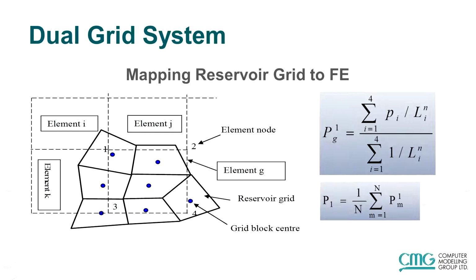This dual grid system works on the concept of mapping. So you map pressures and temperatures from reservoir to geomechanics, and you map the updated porosities and permeability from geomechanics to the reservoir grid. So in this slide, the dashed lines are the geomechanical finite elements, and the solid lines are the reservoir grid blocks. So properties are mapped from each grid block to its corresponding geomechanical finite element. And the mapping is done based on inverse distance based interpolation. The formulas are on the right hand side, and we go over them in great detail in our training class, so I'll encourage you to attend that as well.